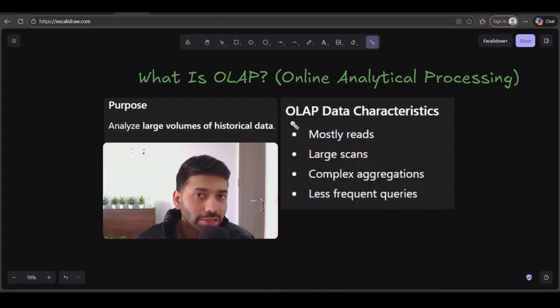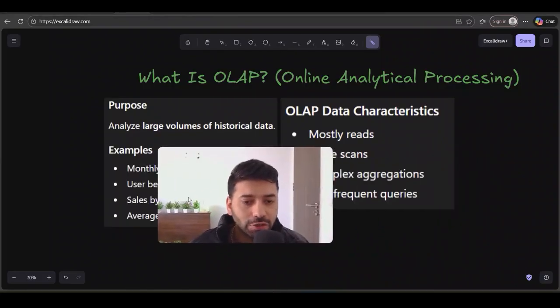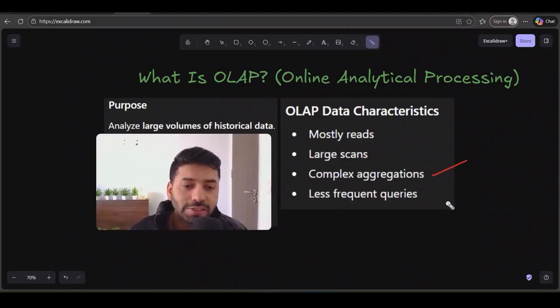You are just trying to understand where your business is going, and according to it you can take more actions. Now, some characteristics of OLAP: most of the operations are reads. We will have large scans, because you will have a lot of data, right? And you will analyze that large volume of data, so you will have large scans. You will have complex aggregations, and you will have less frequent queries.